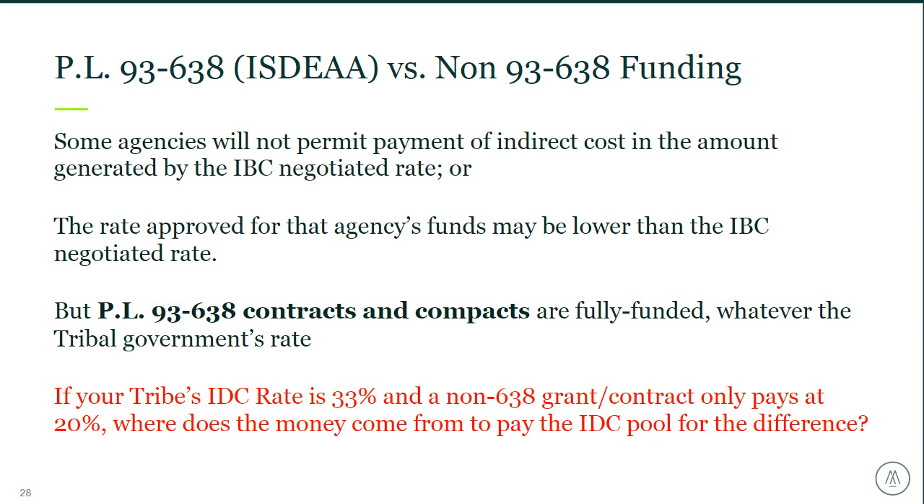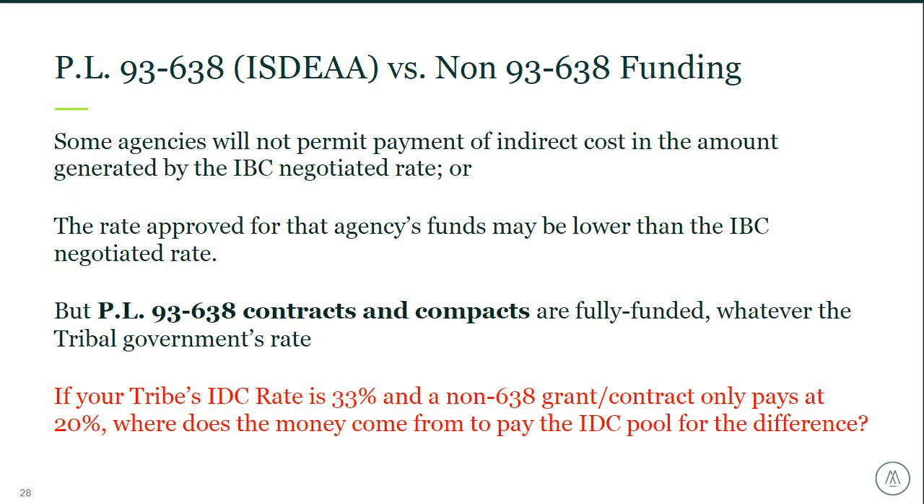Now, some federal agencies won't allow you to charge your negotiated indirect cost rate to the program. It might be lower than what's allowed, and you can't charge higher than what your negotiated rate is, but some agencies will let you only charge an X amount of percentage.